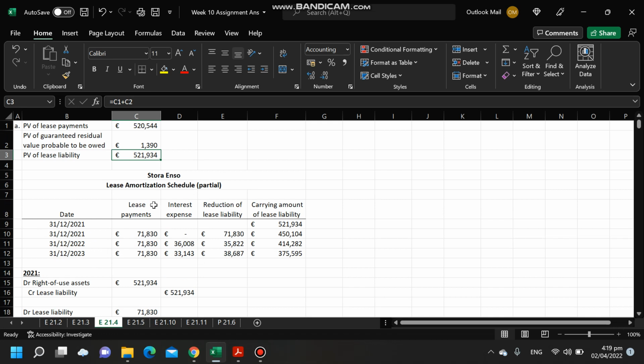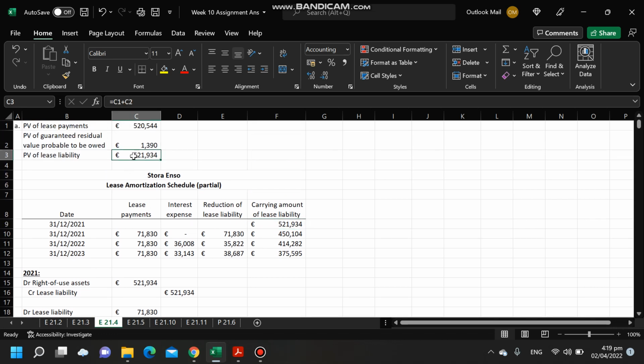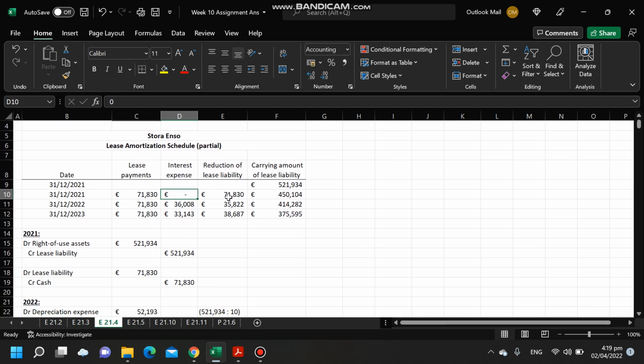So if you want to make the journal entries for 3 years, it is easier that you make the amortization schedule first. Just like the way you do it usually, we have the date, lease payment, interest expense, reduction of lease liability, and carrying amount of the lease liability. For 31st December of 2021, it will start with the present value of the lease liability and then directly with the lease payment. So there won't be any interest expense. The lease liability will be reduced by the lease payment. You will continue it until 3 years. The interest expense is 8% of the carrying amount.